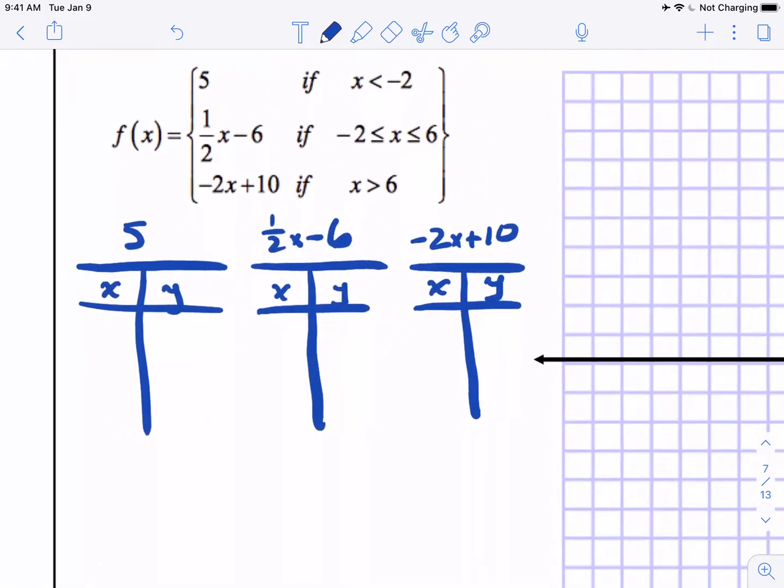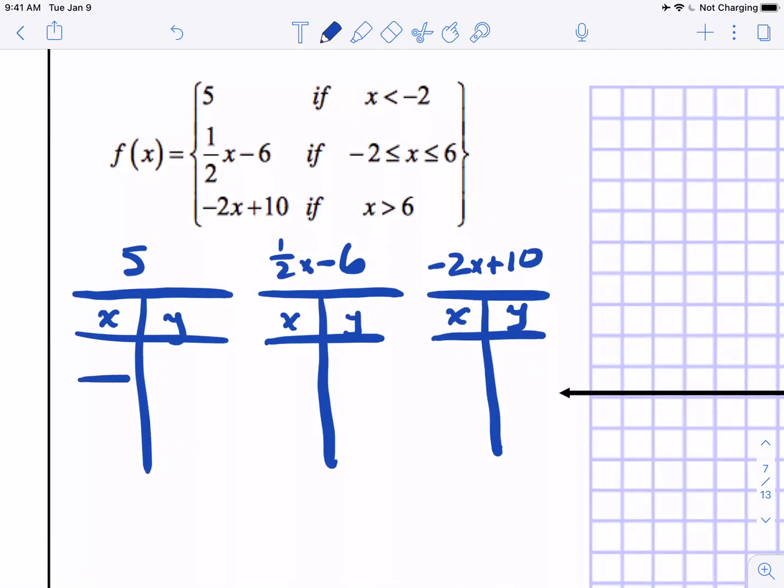Okay. So let's start with 5. For the rule 5, 5 is defined at everything less than negative 2. So this means we actually want to include negative 2 in our table. That's the largest x value that is allowed here, negative 2. And I'm going to choose a few more smaller than that. This one doesn't have a left side restriction. When I say left side, like going to negative infinity, it doesn't have a restriction. It's going to go on forever. So I'm just going to choose a few more values less than negative 2.